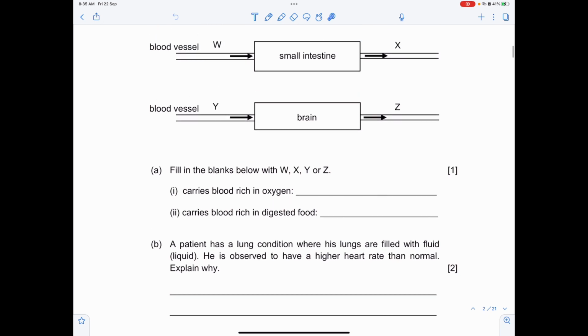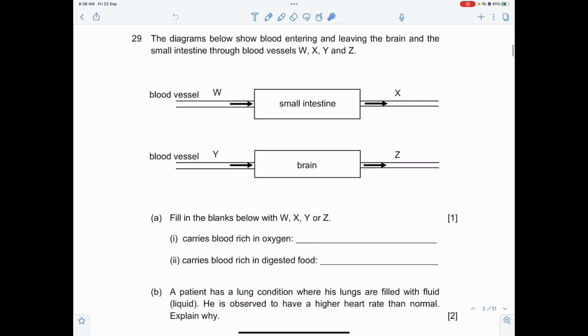Now fill in the blanks with W, X, Y, or Z. So very straightforward. W and Y would be rich in oxygen, and the one rich in digested food would be your small intestine. And then in comparison between Y and Z, your answer would be Y.